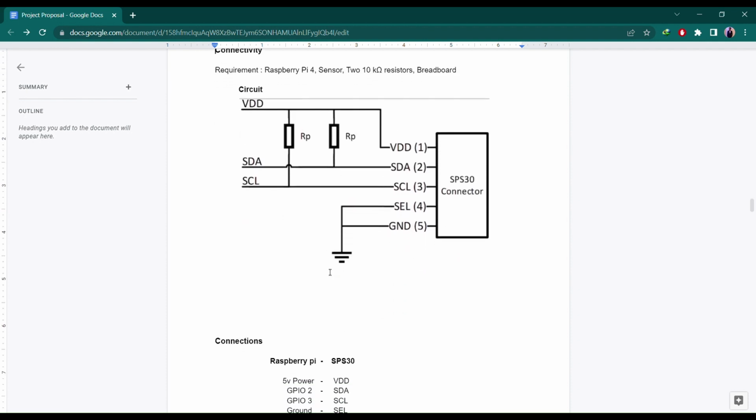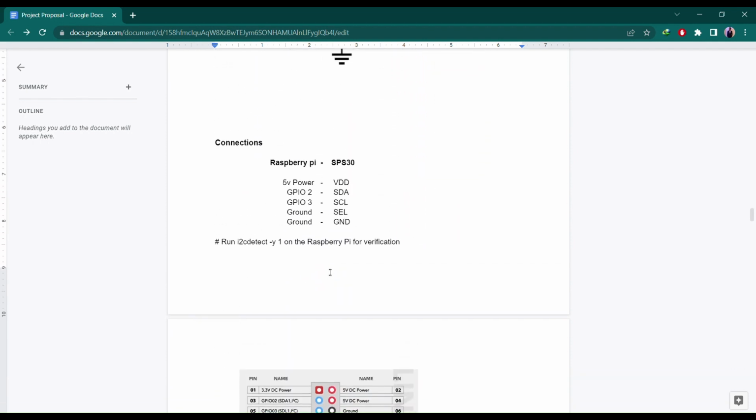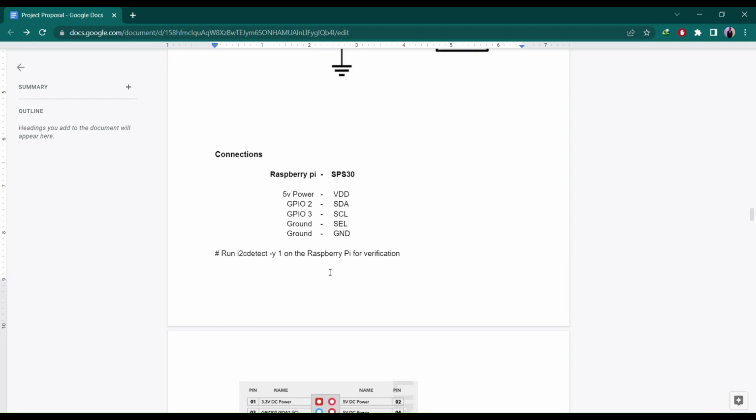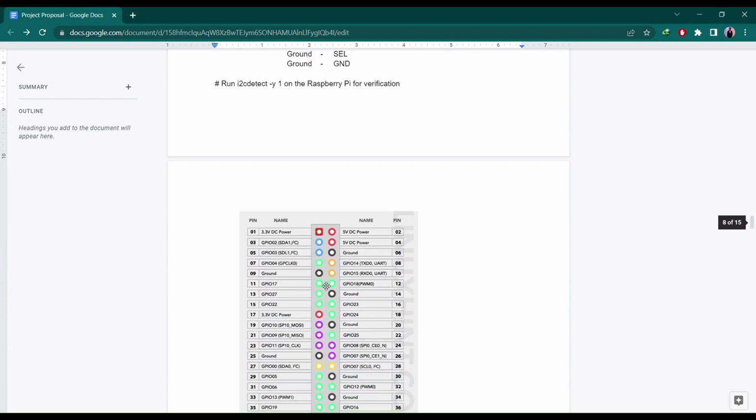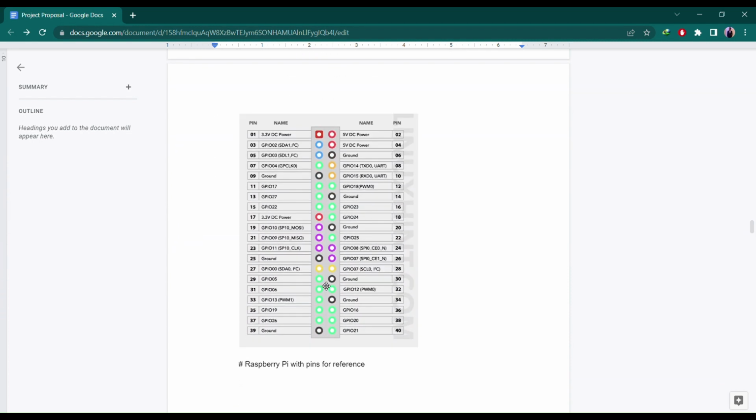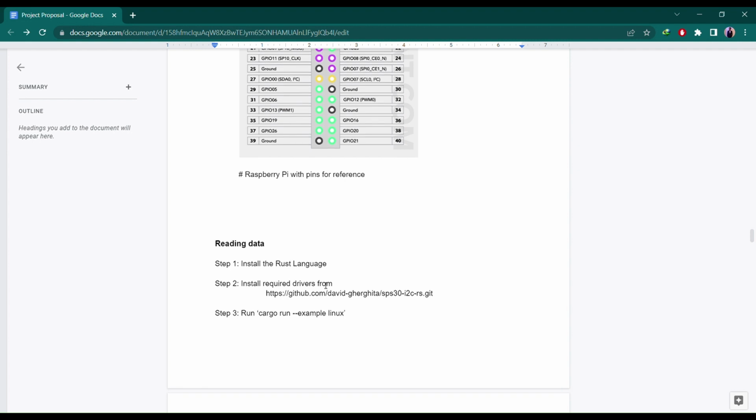We should verify the connections by running this command. I have attached a picture of the Raspberry Pi pins for reference. To read the data, we need all the Rust drivers installed and run the command cargo run. By following these measures, we can implement our project.